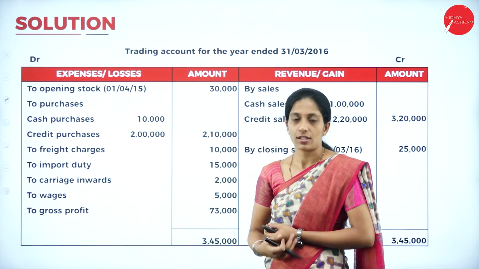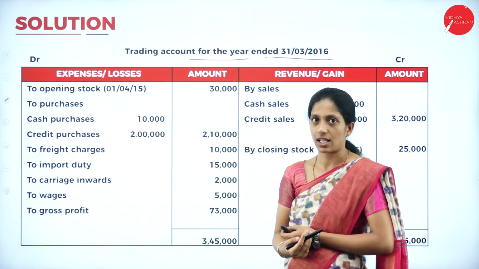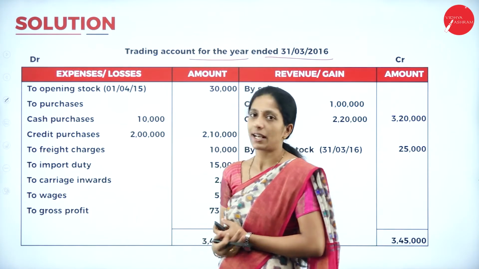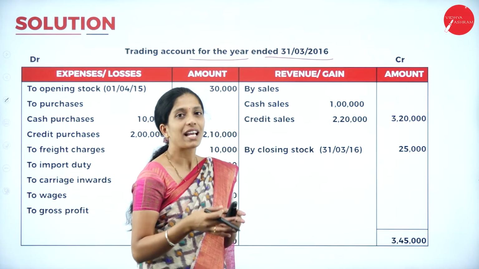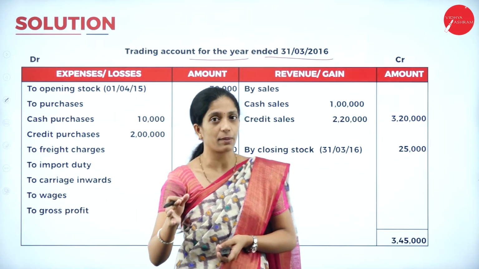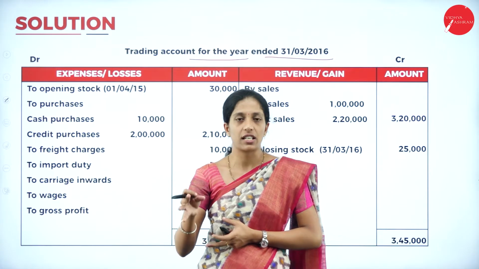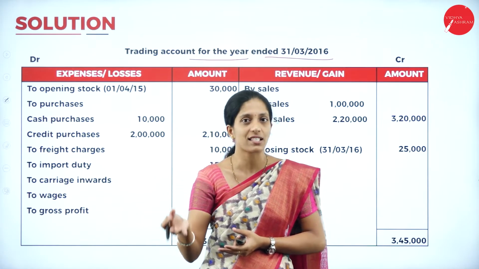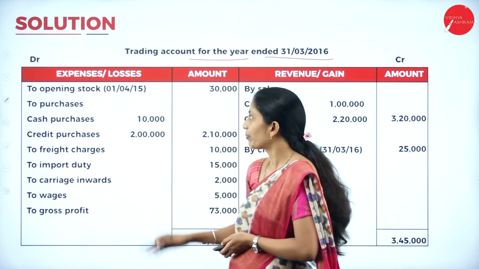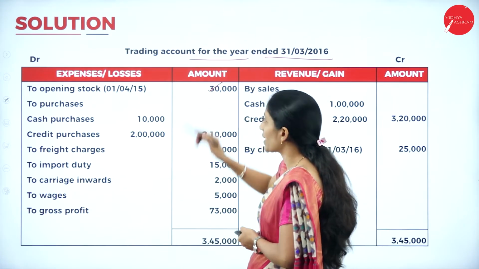So write the solution. So how to begin? Write the heading. Trading account for the year ended 31st March 2016. So how do we begin our trading account? To opening stock, to purchase less return, to all direct expenses in the debit side. And coming to the credit side, by sales less return, by closing stock. And in this problem, they have given credit sales and credit purchase as well as cash sales as well as cash purchase. So you have to take them together. If it is relating to purchase, you have to take together both credit as well as cash. In the same way, if it is relating to sales, we have to take credit as well as cash sales together. Now we shall begin with opening stock. So what is the opening stock? That is 30,000. So to opening stock 30,000.